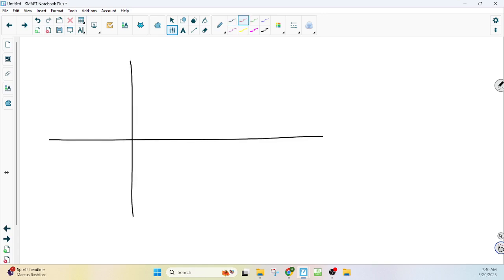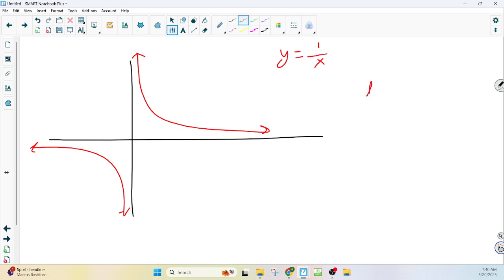So we'll draw a graph of something that you're probably pretty familiar with, something that looks like this. This is a rational function. It's a very common one, I think we can call it y equals 1 over x. And my question would be, what is the limit as x approaches 0 of this function, f of x, of y?